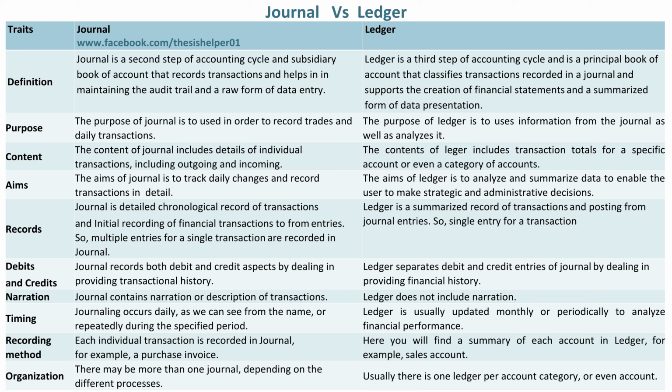Each individual transaction is recorded in journal, for example, a purchase invoice. Whereas, here you will find a summary of each account in ledger, for example, sales account.